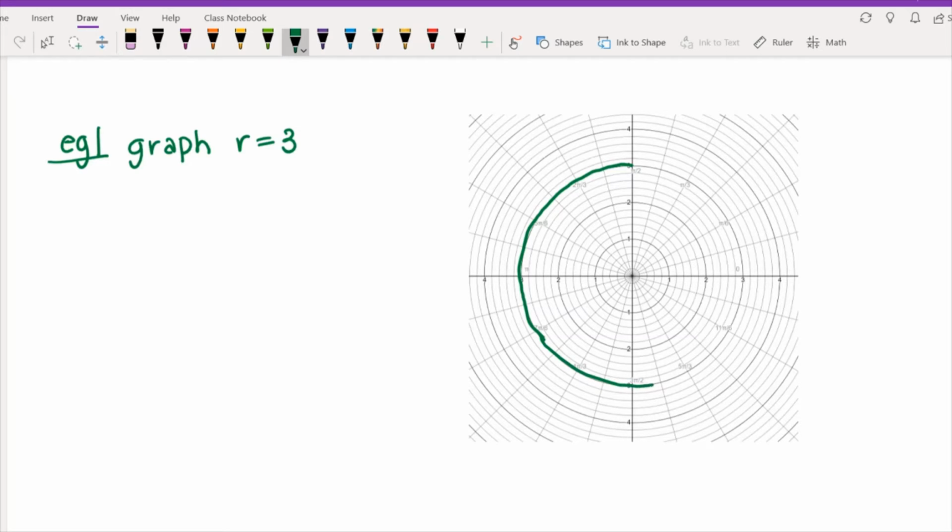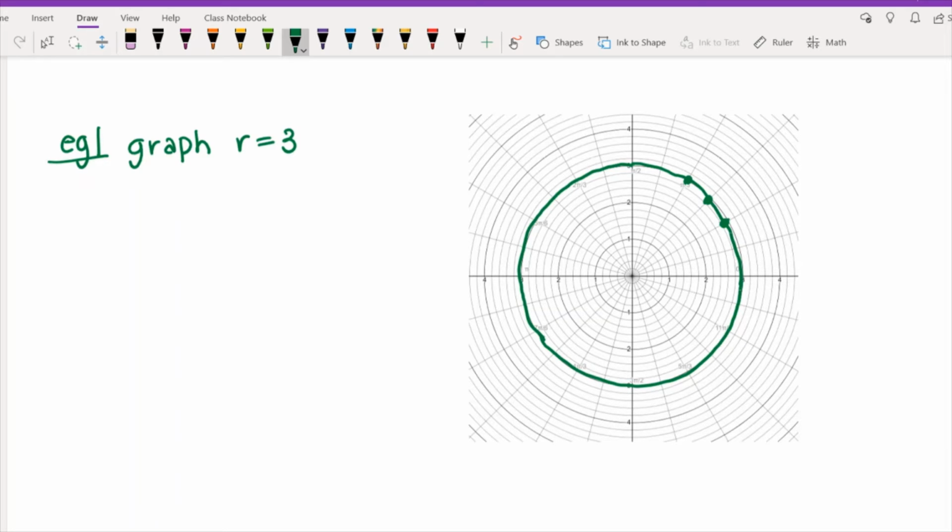So if you wanted to, you could make a table, right? You could say, okay, when the angle is pi over 6, r is 3. And so that would give you a point here. When the angle is pi over 4, r is 3. That would give you a point here. When the angle is pi over 3, r is 3. That gives you a point here, and so on. So no matter what angle you're at, you always get r is equal to 3.